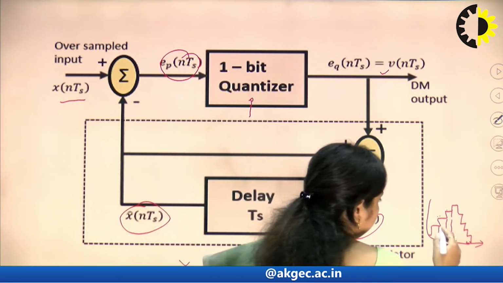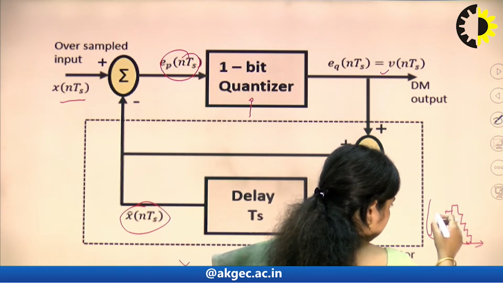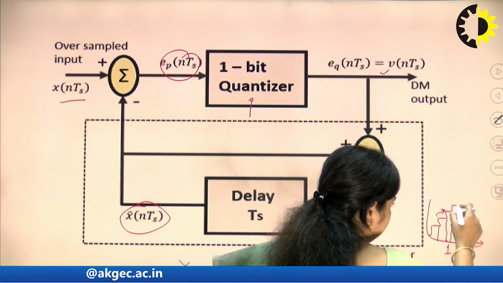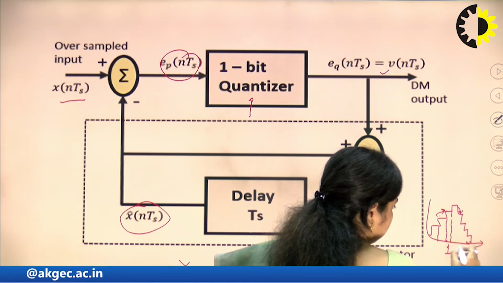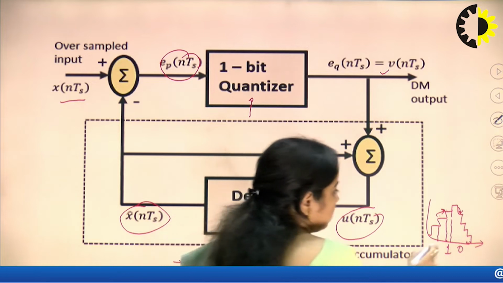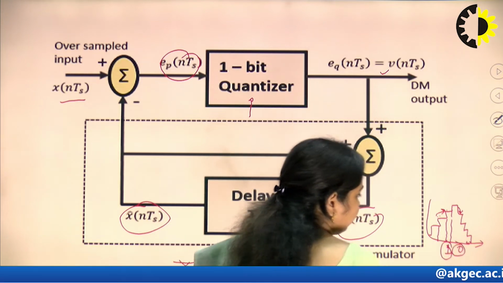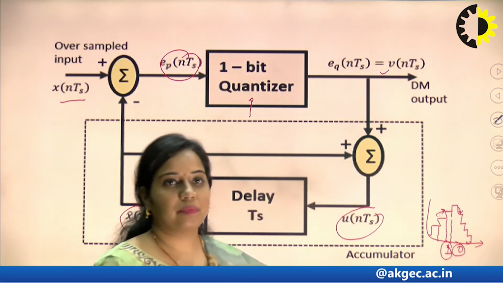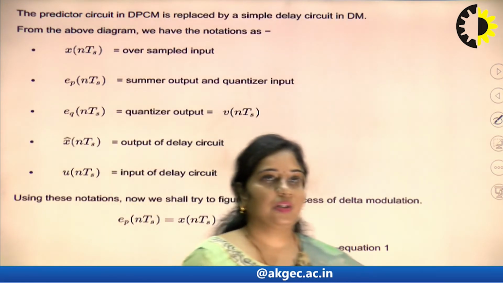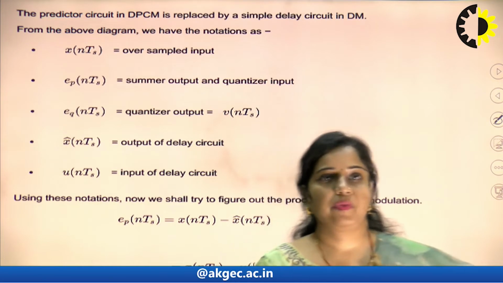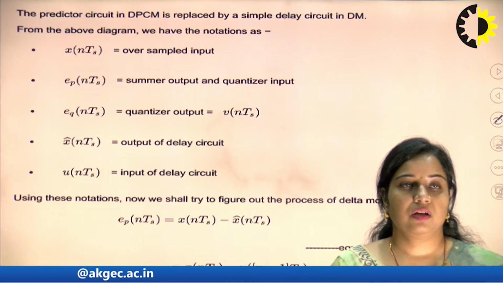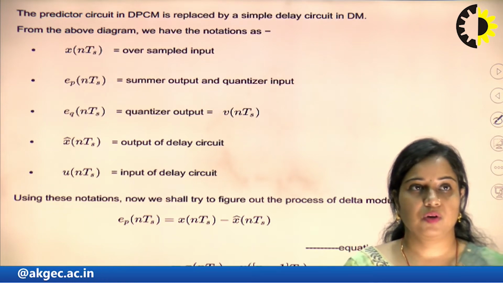Then this will be compared, and when it is increased from the previous sample, then +1 will be transmitted, and let us say in the opposite case, then 0 will be transmitted. So, this is how the prediction will be done. For each sample we are transmitting only 1 bit of information. That is known as a 1 bit quantizer, that is the delta modulator. So, the predictor circuit in DPCM is replaced by a simple delay circuit in DM. That is the difference between the differential PCM and DM block diagrams.